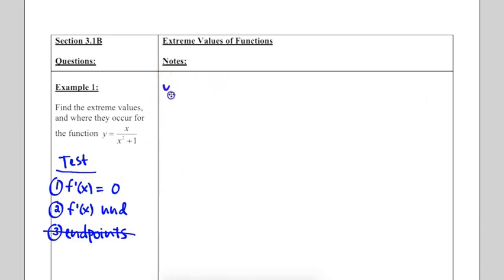So, kicking us off, the first thing we need to do is find the derivative. So let's find y prime, and we're going to use the quotient rule. So it's going to be low d high, so x squared plus 1 times 1, minus high d low, draw a line, square below.